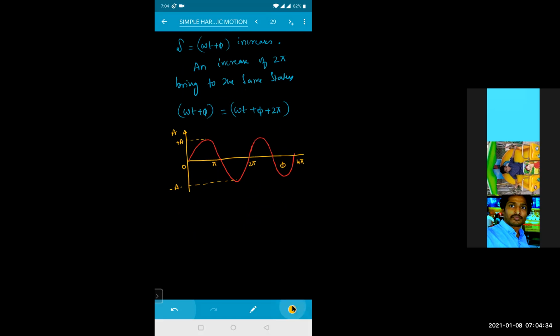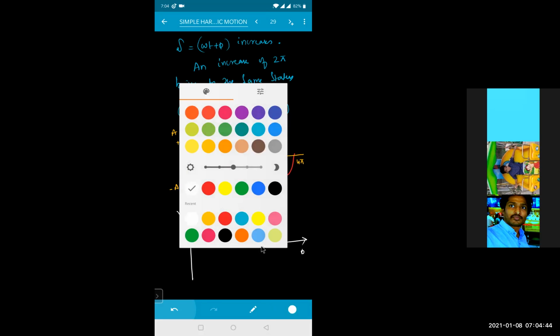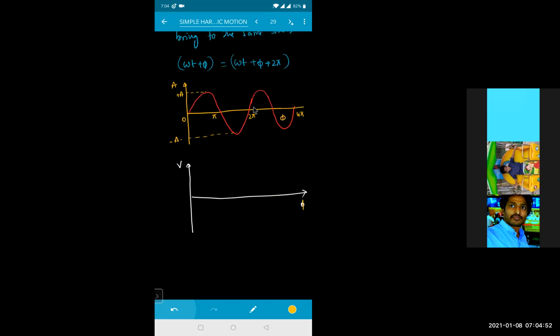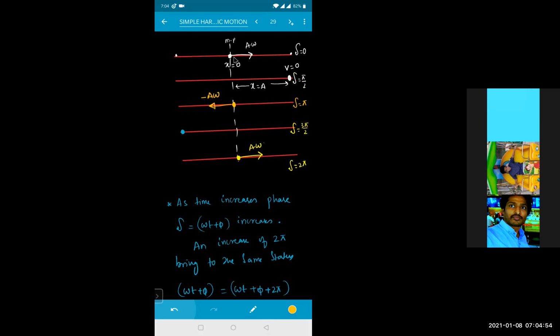Now in the same way, if I'm taking the velocity graph, this is your phi and this is your velocity. Now tell me, at x equals 0, that means at phi equals 0, when phi value is 0, what is the velocity, beta? Is it 0? No, sir, it will not be 0, isn't it? Angle was 0, only the x was 0, but velocity was positive.